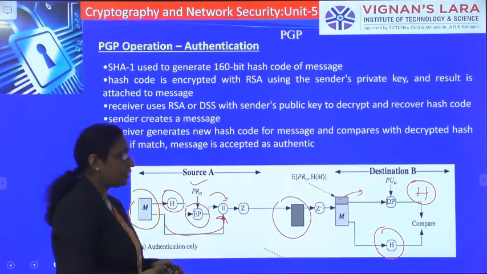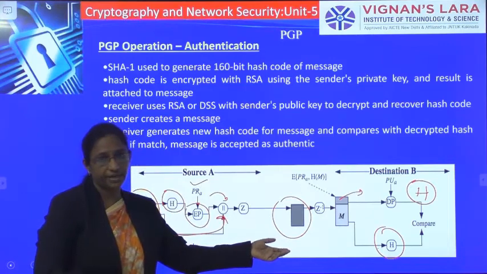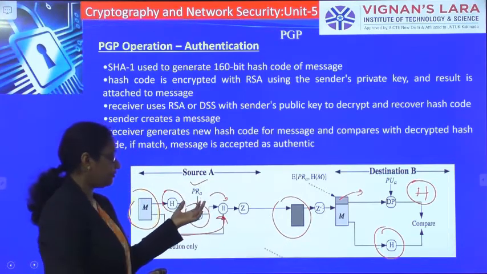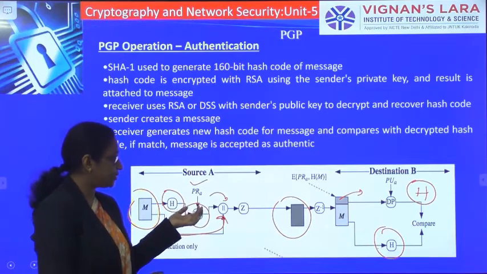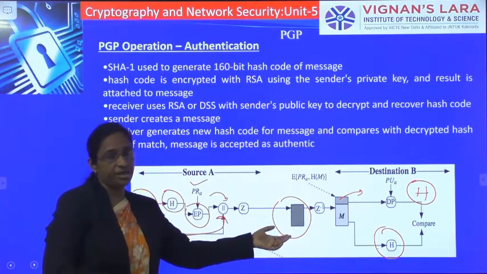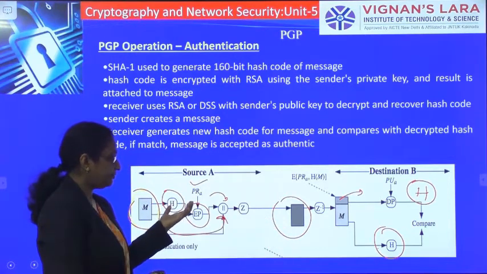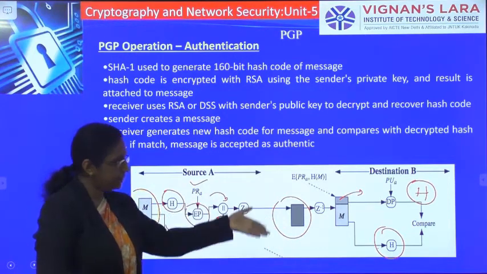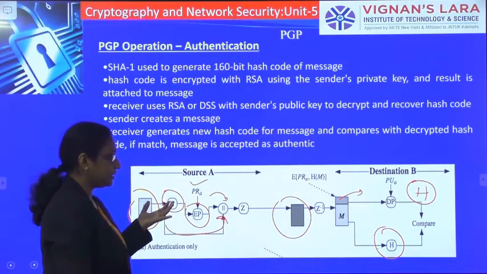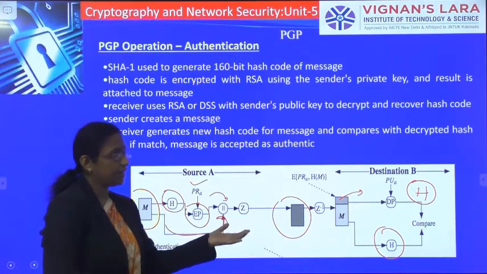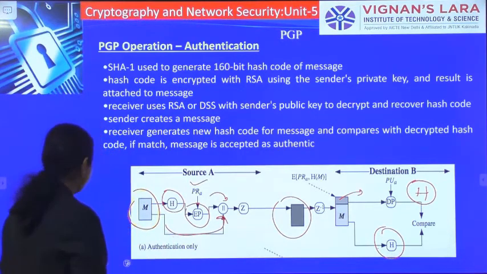Whatever algorithm the source is using, the same algorithm has to be used by the destination. If the source uses the RSA algorithm for encryption, the destination has to use RSA only, and if the source uses DSS, the destination has to use DSS. Whatever algorithms A is using, the same algorithms have to be used by B. So that is the authentication.